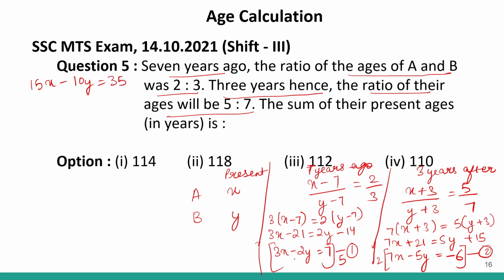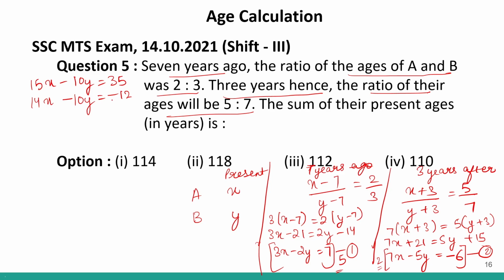Correct? If I multiply equation 1 by 5. And if I multiply equation 2 by 2, I'll get 14x minus 10y equals minus 12. Correct? This is what I'll get if I multiply equation 2 by 2.